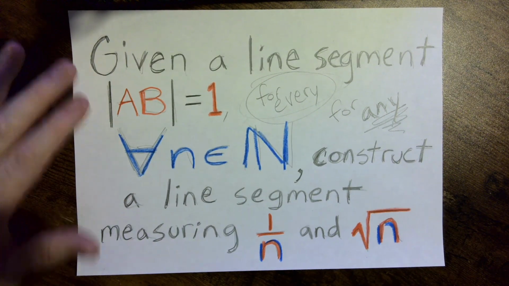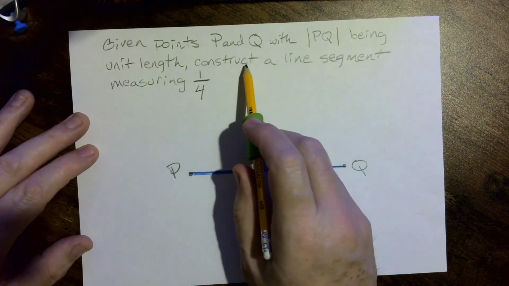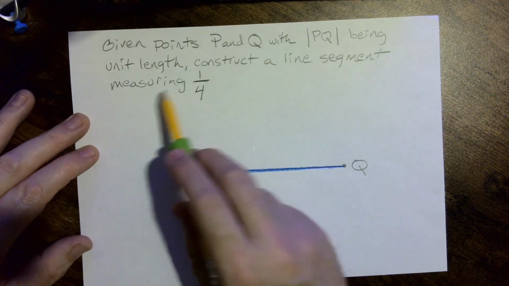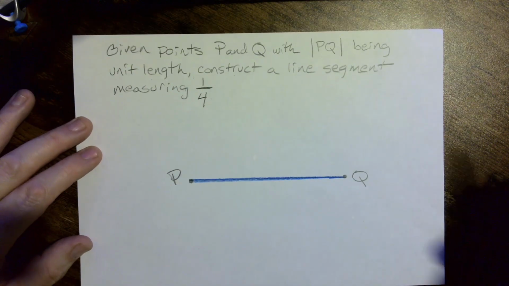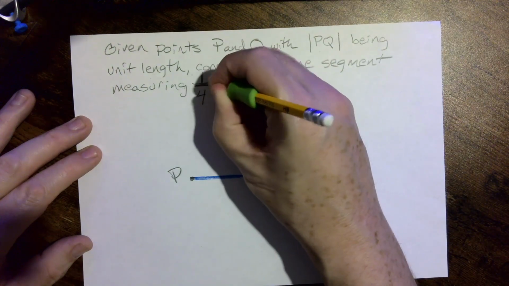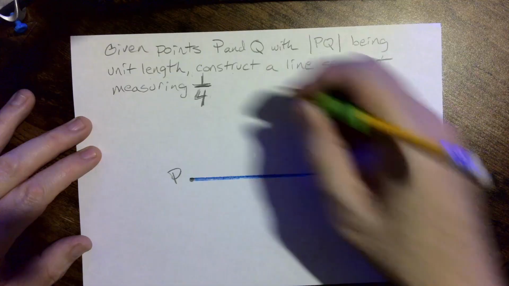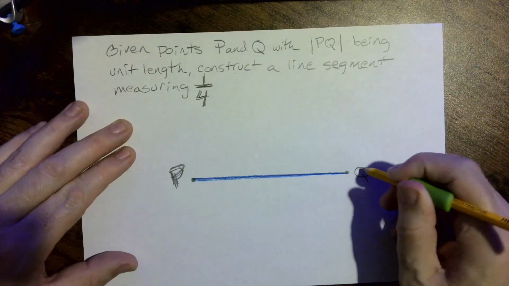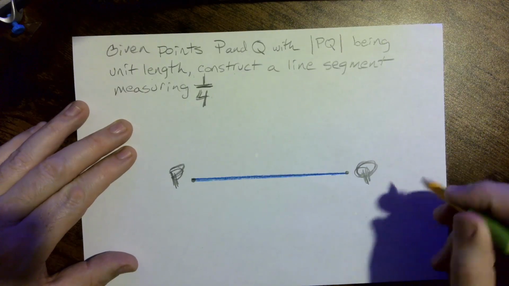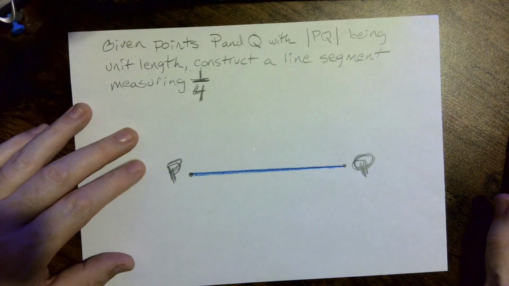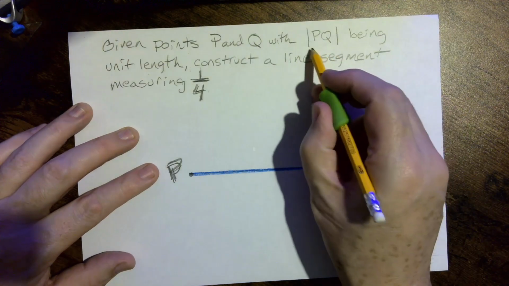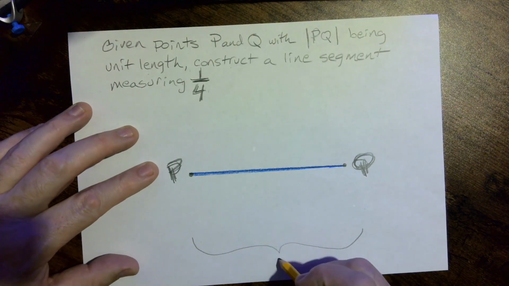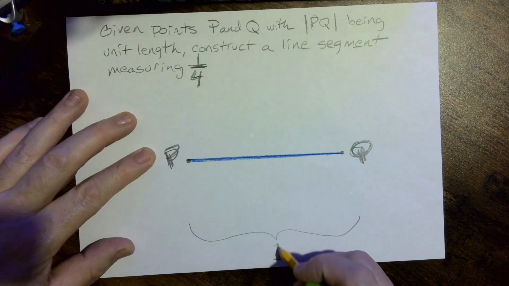So that's the challenge. Given points P and Q, with PQ being unit length, construct a line segment measuring 1 over 4. Okay, let's do it. All right, here we have P, and here we have Q. And we want a line segment that's 1 over 4. And we're told PQ is unit length. So that means this is 1. Length 1.